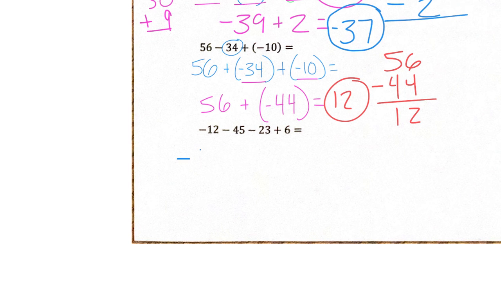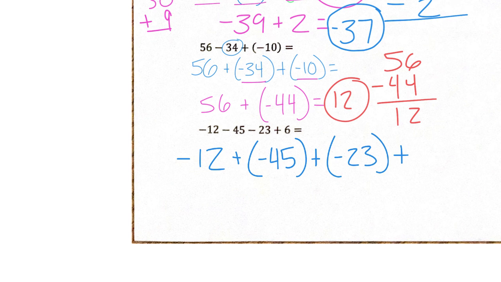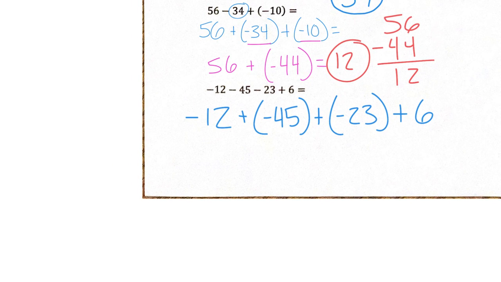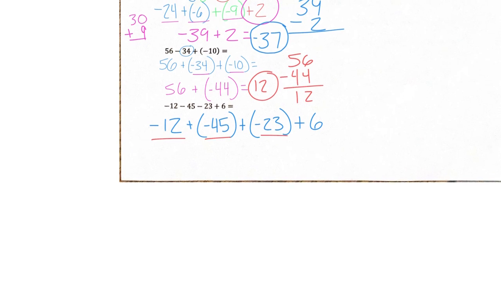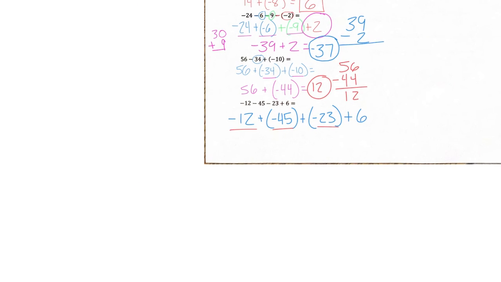I'm going to go ahead and rewrite it to see if you got that. This is what your equation should look like. So I kept the negative 12. I added the opposite of 45, which is a negative 45. I add the opposite of a 23, which is a negative 23. Leave the plus 6 alone. So let's combine what's alike. We see 3 negatives, so negative 12, negative 45, negative 23. Add those up. Let's go over here, sorry.